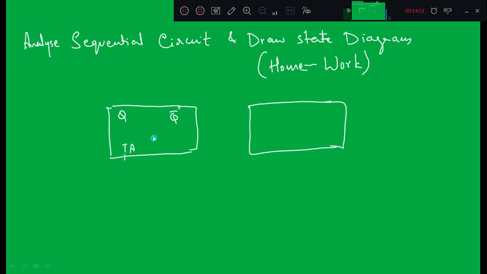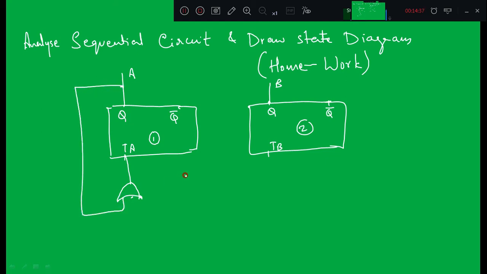The input is TA. This is the first flip-flop. This is the second flip-flop, and its input is TB. The outputs are Q bar. This output is A, and this output is B. TA is the output of an OR gate. The inputs for this OR gate are A, and this is the clock. Another input for this first OR gate is B.